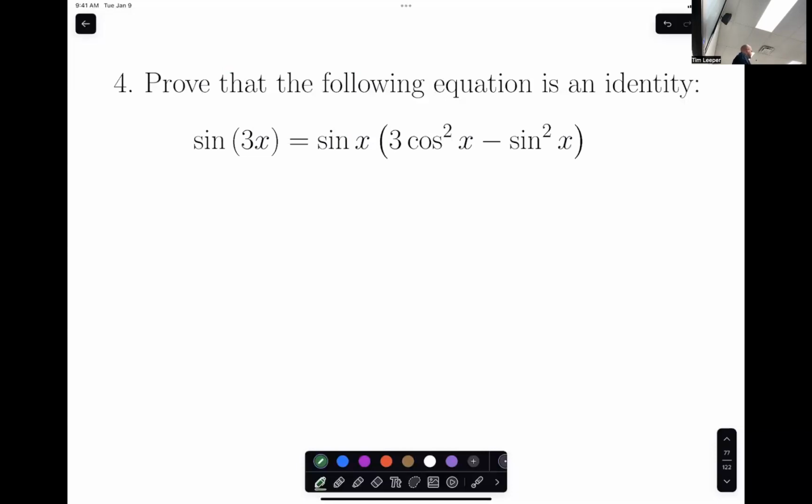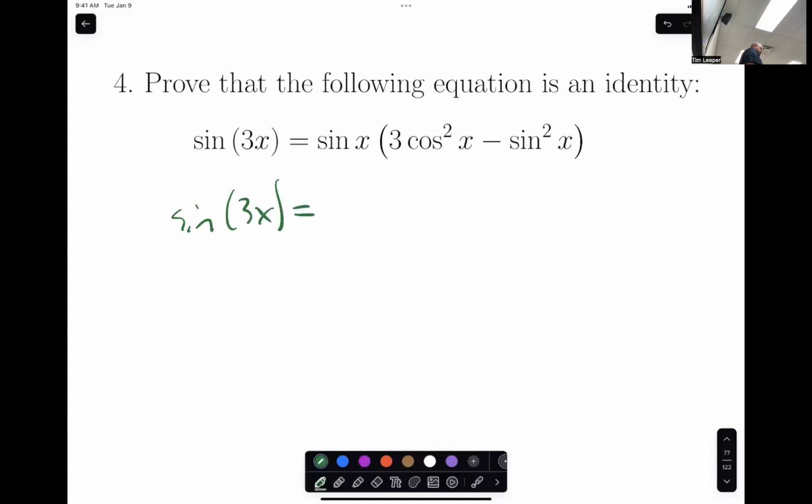So the sine of 2x being 2 sine of x cosine of x, it's just easy. It's nice. It's the only one that looks that nice, to be honest with you. Even the cosine of 2x is not that nice. So let's look at the sine of 3x here. I'm going to go ahead and actually begin with what you might consider to be the less difficult side, but it's actually the more difficult side, which is the sine of 3x here.